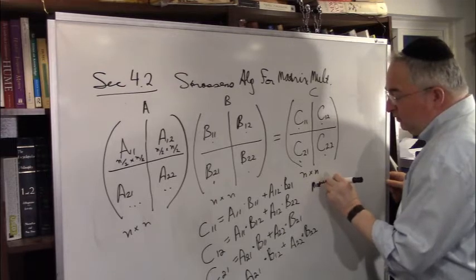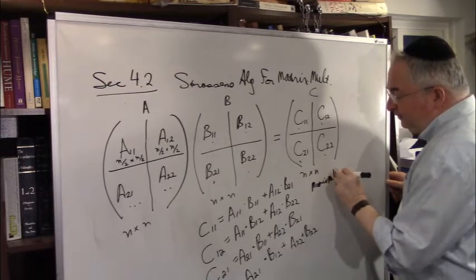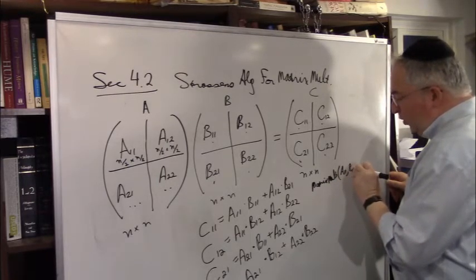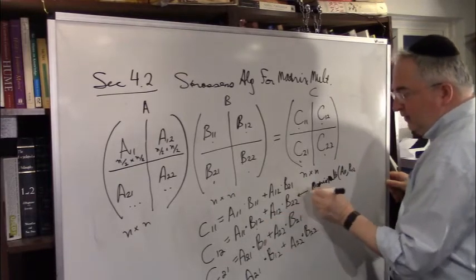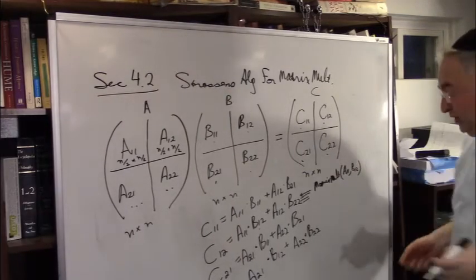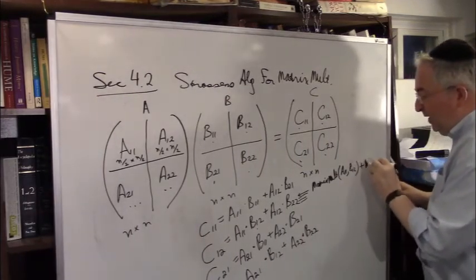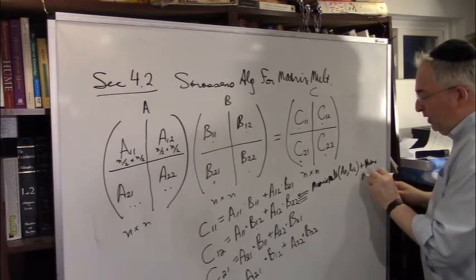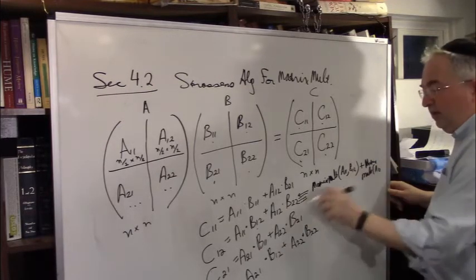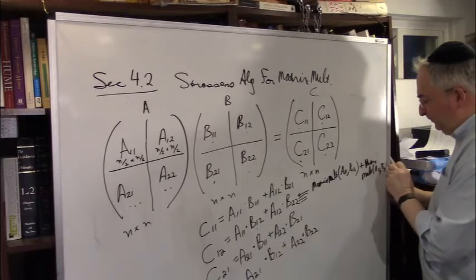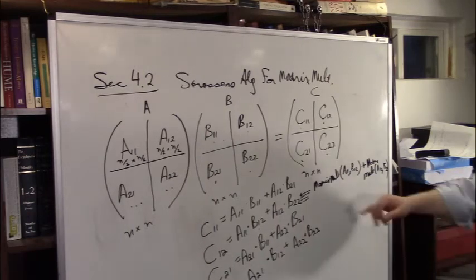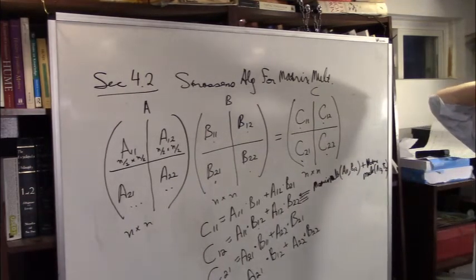Matrix mult, A11, comma, B12, that's this line. Matrix multiplication takes two things, and then add matrix mult of A12, comma, B22. So that's the way you would do this line in the algorithm.